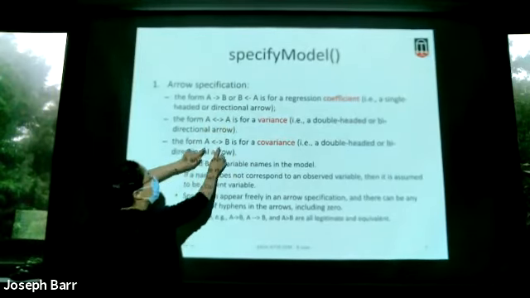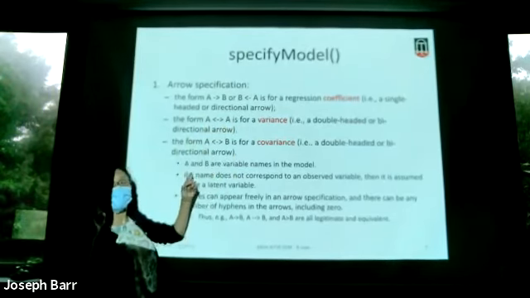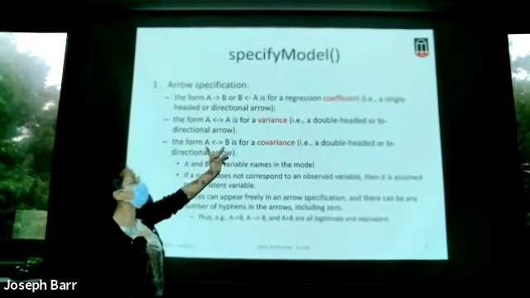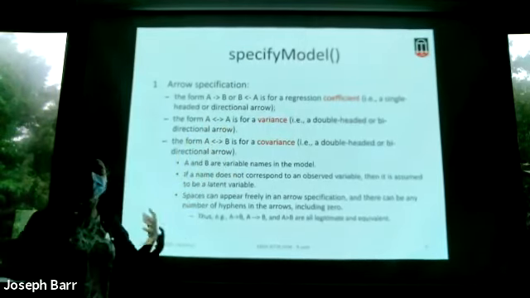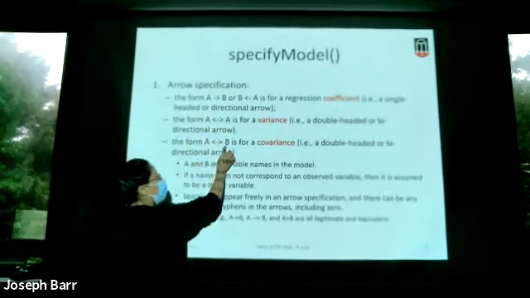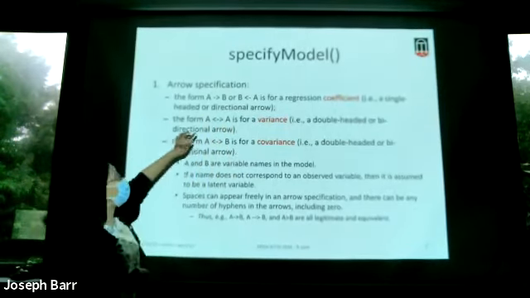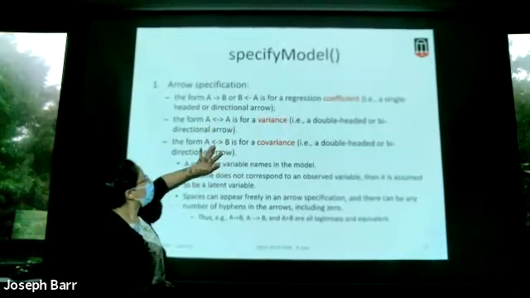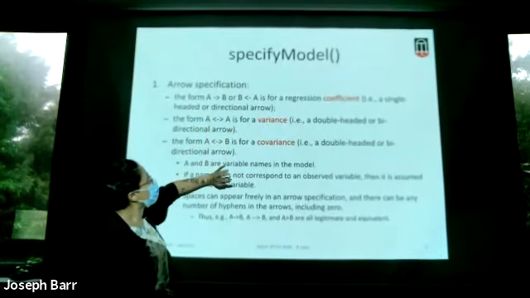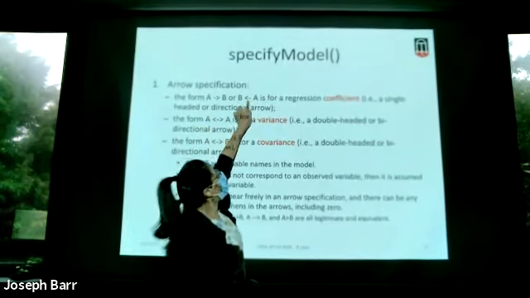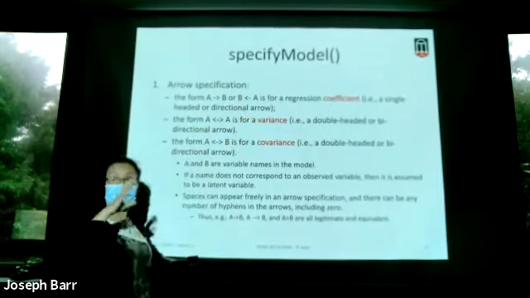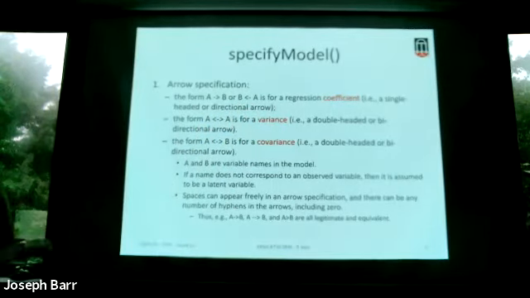And sometimes we have a double-headed arrow, but with different names for these 2 variables. That means I'm going to calculate the covariance between these 2 variables. Variance of A here, covariance between A and B here, and this is a coefficient from A to B. All of these are parameters. We are going to estimate those parameters.